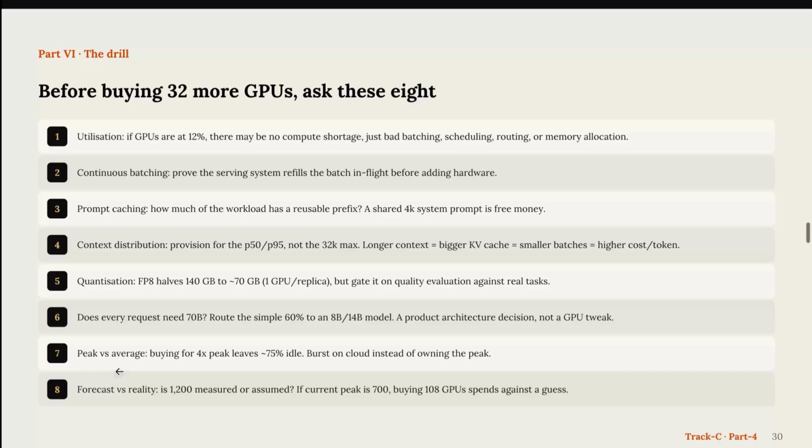Buying for 4x peak leaves approximately 75% idle. Yeah, so we need to understand how much percentiles are we trying to achieve. Forecast versus reality. Is 1200 measured or assumed? Is it true actual market behavior, or what is it? If the current peak is 700, buying 100 GPUs is actually spending on a guess.